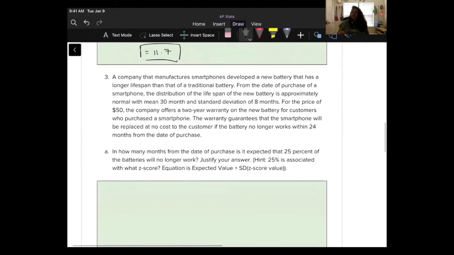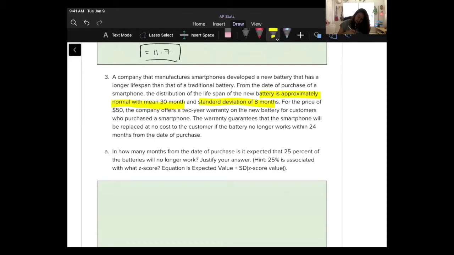All right, we're going to go ahead and do the last problem. Number 3. A company that manufactures smartphones developed a new battery that has a longer lifespan than that of a traditional battery. From the date of purchase of a smartphone, the distribution of the lifespan of the new battery is approximately normal, with a mean of 30 months and a standard deviation of 8 months.